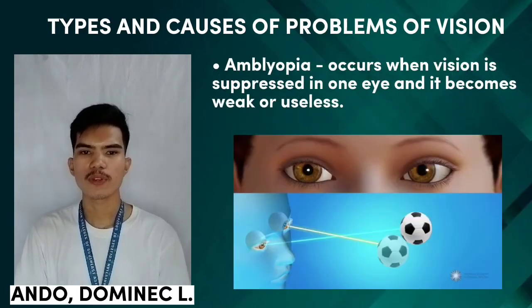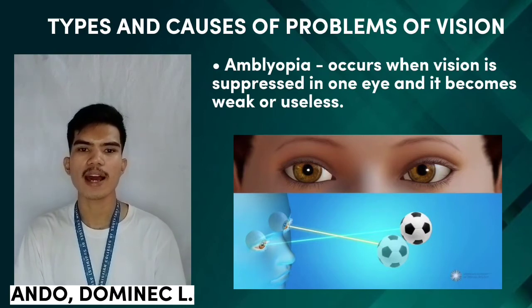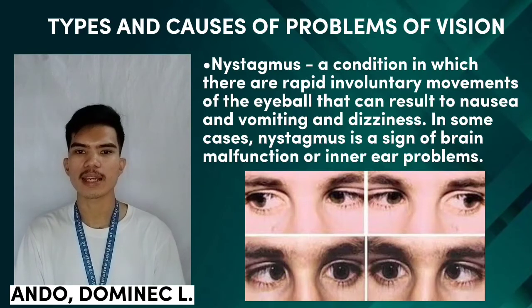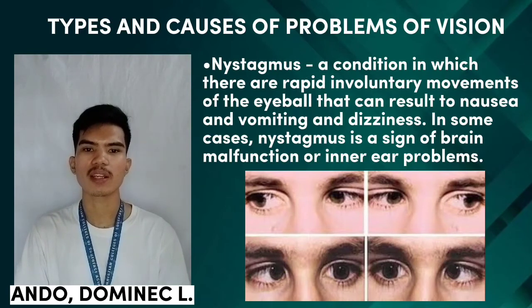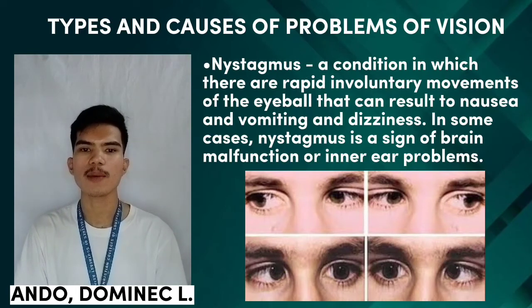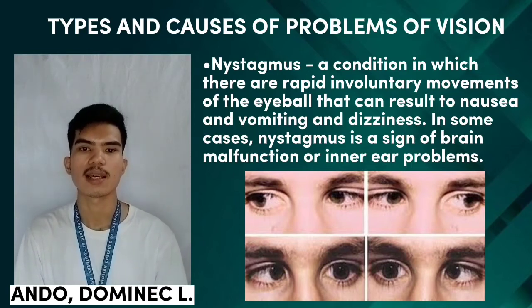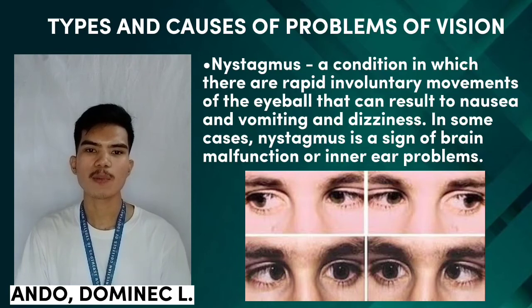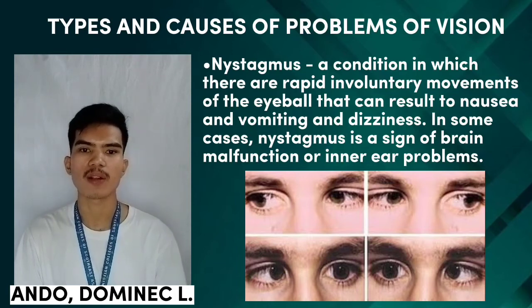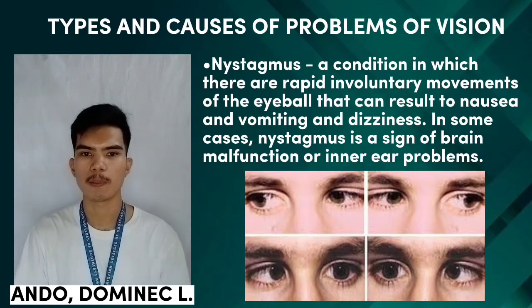Amblyopia occurs when vision is suppressed in one eye and it becomes weak or useless. Nystagmus is a condition in which there are rapid involuntary movements of the eyeball that can result in nausea, vomiting, and dizziness. In some cases, nystagmus is a sign of brain malfunction or inner ear problems.